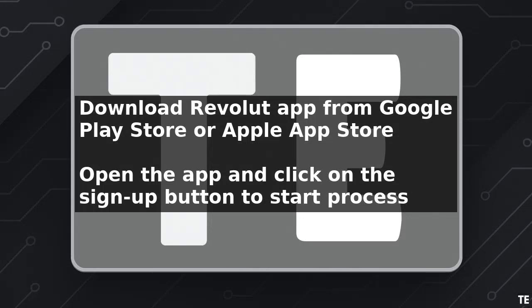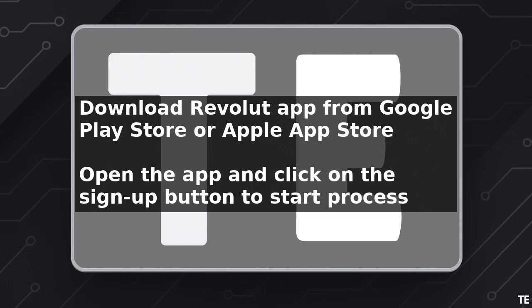To make a Revolut account in India, start by downloading the Revolut app from the Google Play Store or Apple App Store. Once the app is installed, open it and click on the Sign Up button. You will be asked to provide your mobile number. So enter your Indian mobile number and click on the Next button.